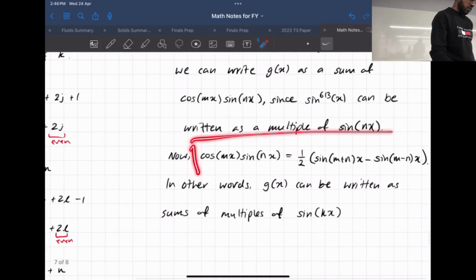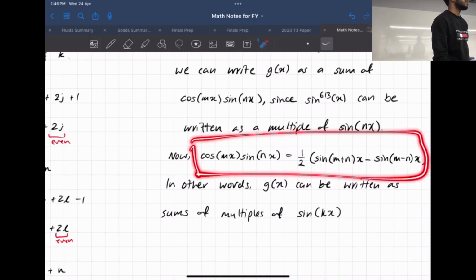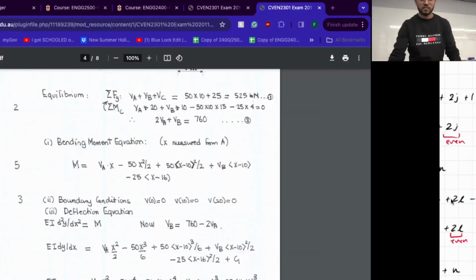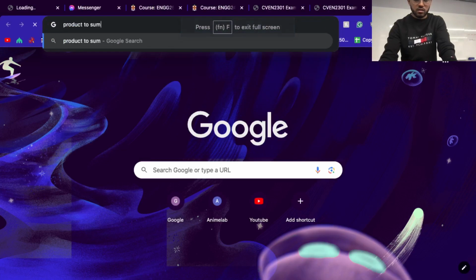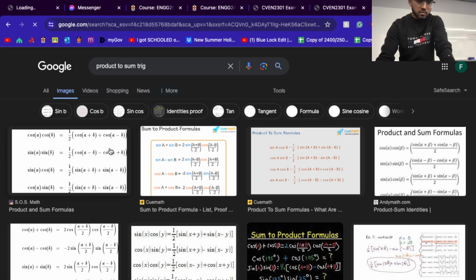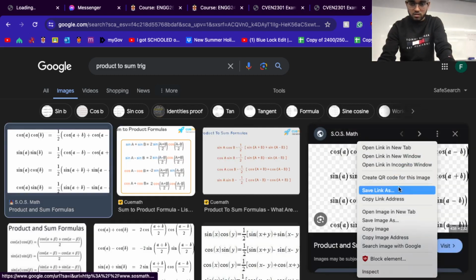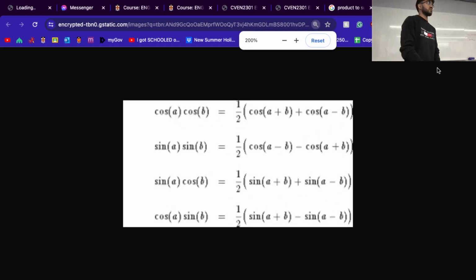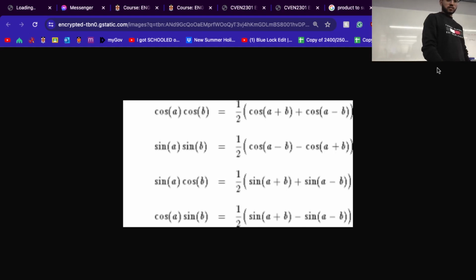And have you guys seen this formula before? Product to sums. You guys might have seen it in high school, might have not. Did it not cover this in the lectures? Product to sums. No? Okay, I'll quickly pull it up. You guys might want to copy it down. So in our case, we're using this one over here. So our mx, m plus n, m minus n. All good?